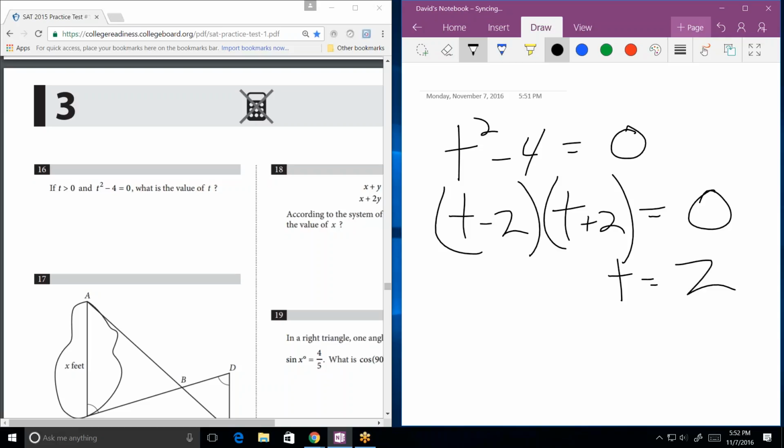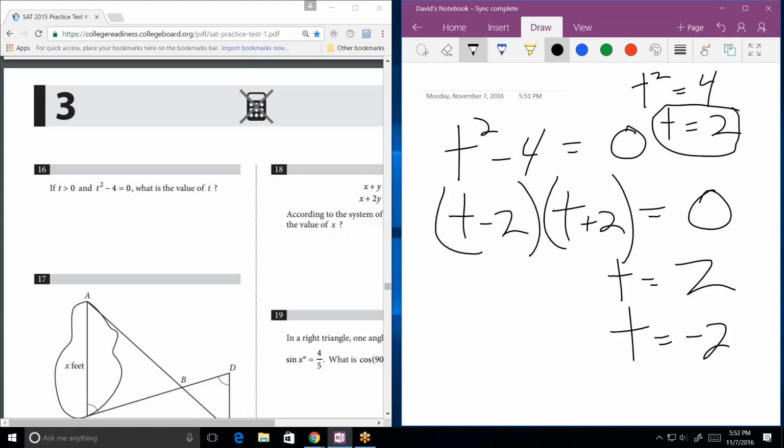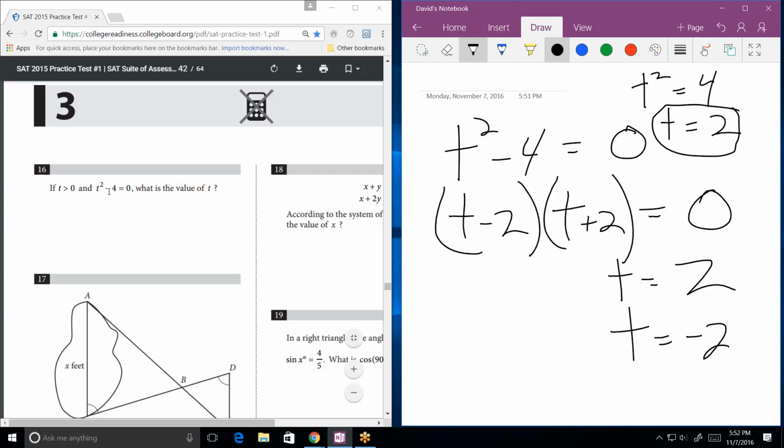Exactly. Whereas if you solve it by moving the 4 to the other side, it's really easy to make that mistake. Not equal to 2, it's equal to plus or minus 2. Whereas when you solve it by factoring it as difference of perfect squares, you can't make that mistake. Now, in this case, they said t has to be greater than 0, so what is our answer?